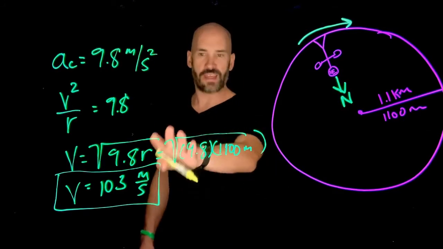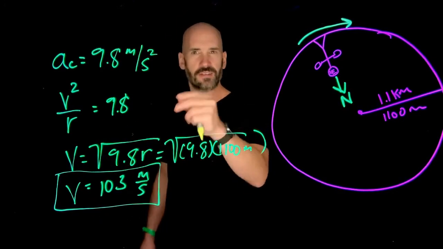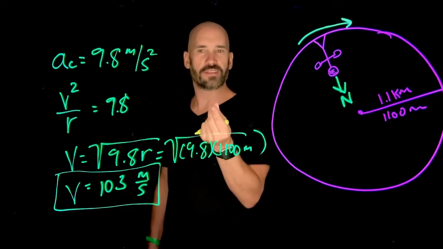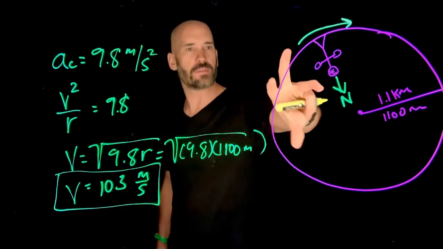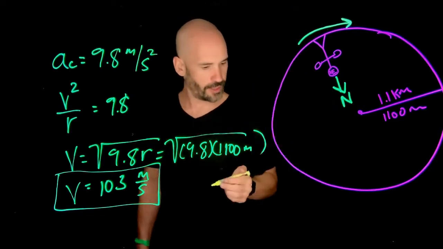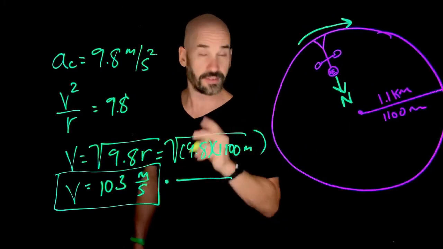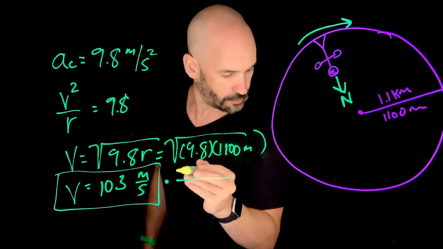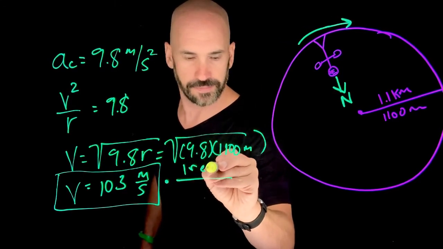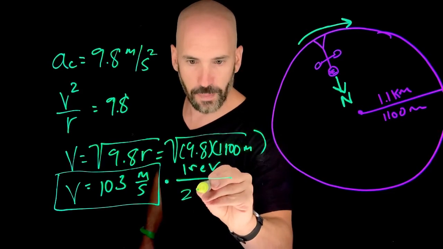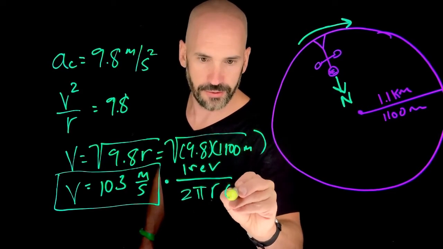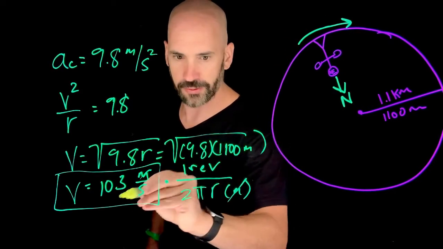But we don't want that. That's not intuitive, right? We want this to be in revolutions per day. How many times does this thing have to spin per day, right? And so, well, if I do just a little bit of unit conversion here, which you guys obviously know so well at this point, we know that one revolution is equal to 2 pi r meters, right? So those meters will cancel, okay?